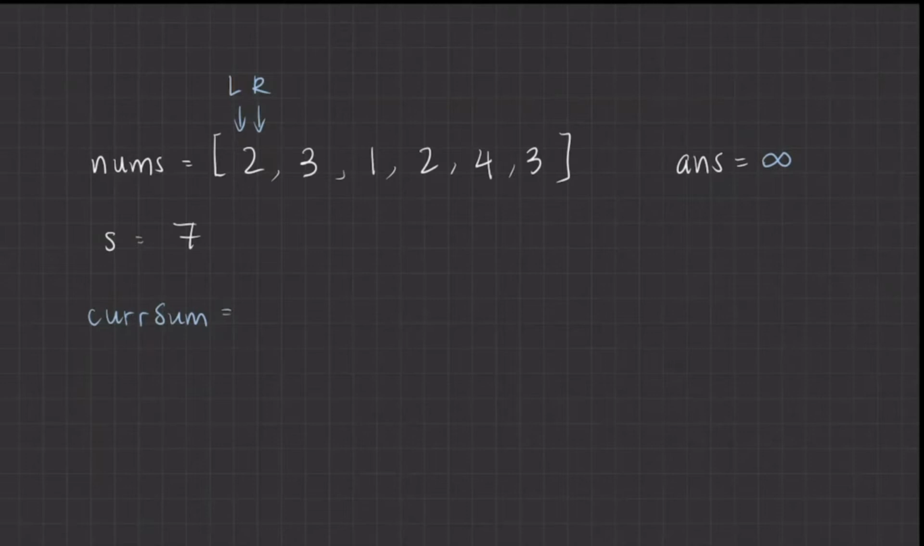Right now, both l and r start at index 0, and so the sum of this subarray is 2, which is less than 7. That means it isn't a valid subarray, so we have to increment r. Now, at this point, our subarray sums to 5, which is still invalid because it's less than 7, so we increment again. Now, our subarray sums to 6, still less than 7, so we increment r. And now our subarray sums to 8, which is greater than or equal to 7.